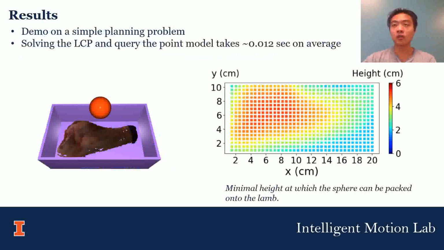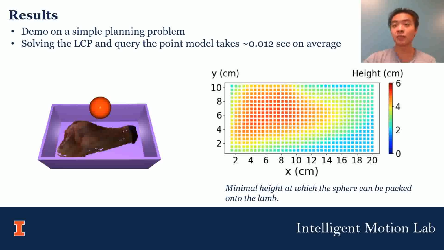Finally, we show a demonstration on a simple packing problem as an illustration. Given a rigid box with a piece of lamp already packed into it, we would like to know if we can pack another rigid sphere into it. In particular, we would like to know at what positions we can put the rigid sphere into the box such that the interaction force with the lamp does not exceed 2 newtons.